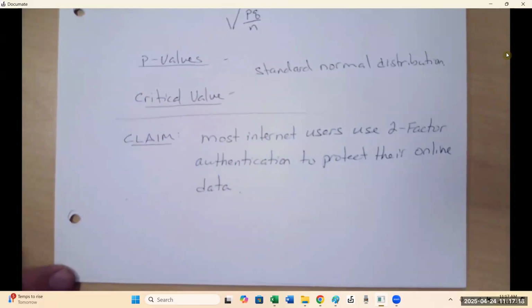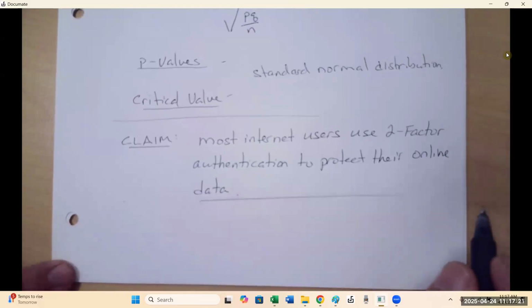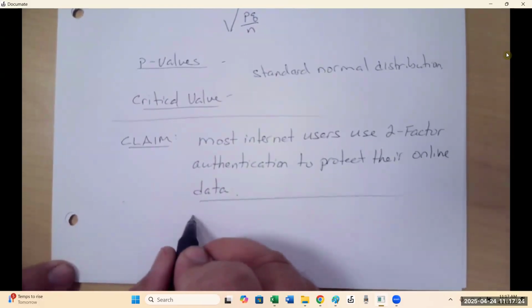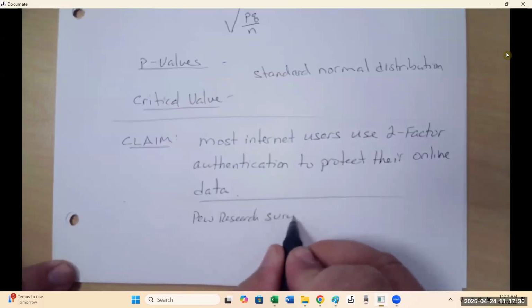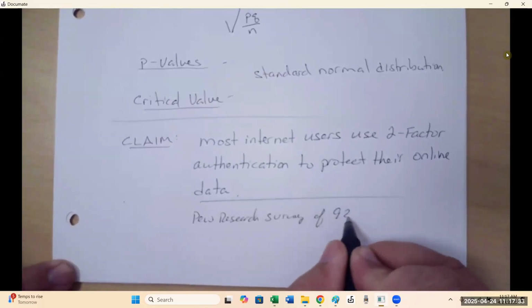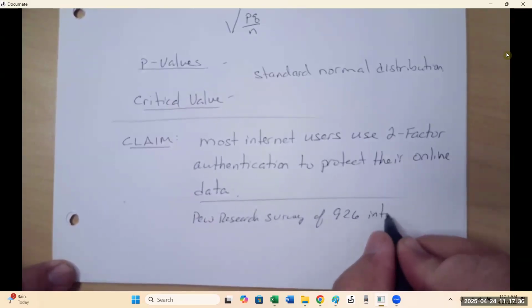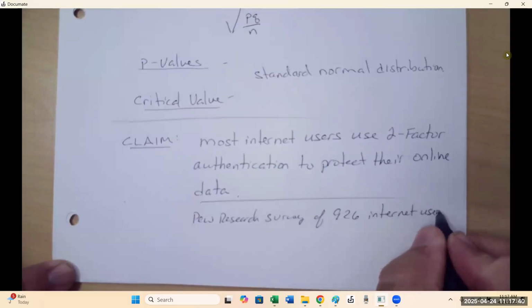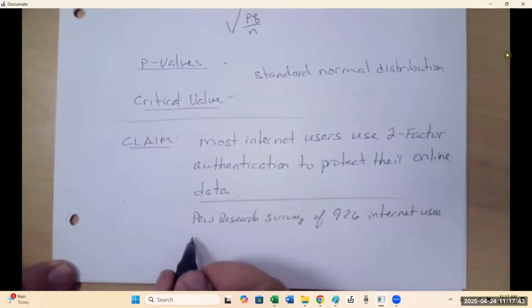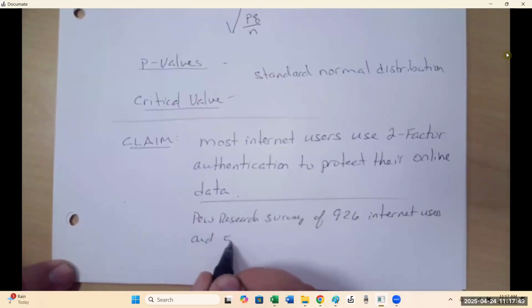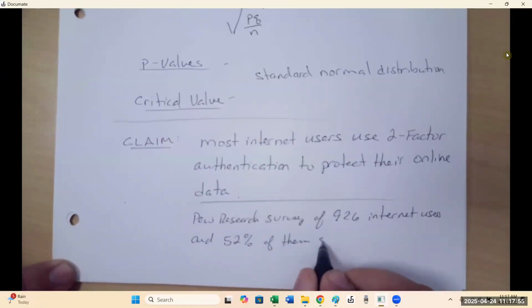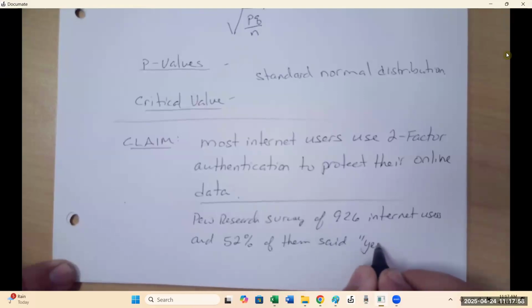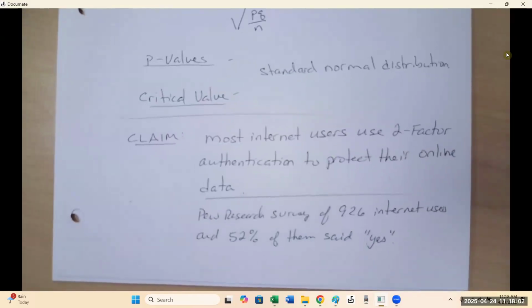Okay, this was given to you at the beginning. The chapter problem cited a Pew Research survey of 926 internet users, and 52% of them said yes, they do use two-factor authentication.